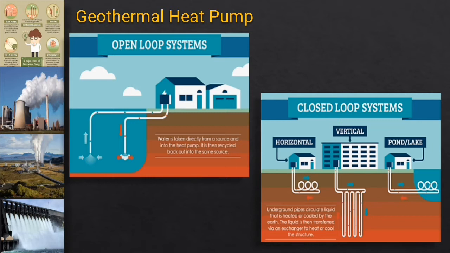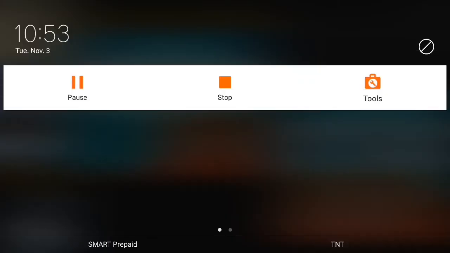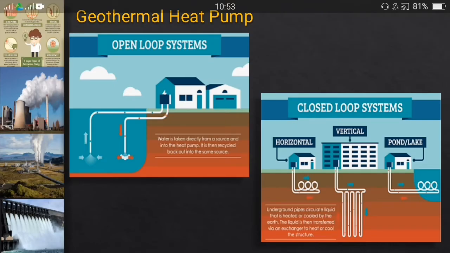We have here the open loop system. In an open loop system, the water is taken directly from a water source and into the heat pump, where it then can either be recycled back into the same source or pumped into another water source without polluting. The only difference with the water going in and out is a slight change in temperature. Although this can be cheaper, it also requires a steady flow of water capable of powering your home.